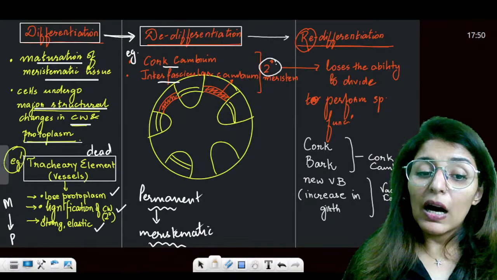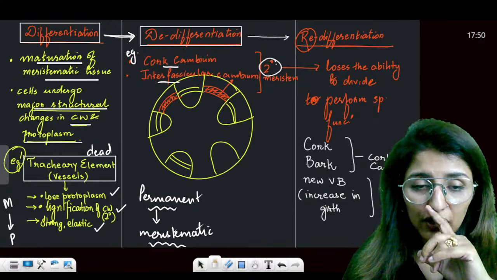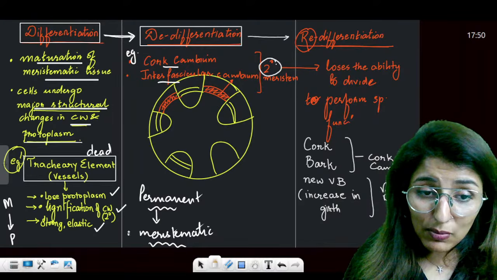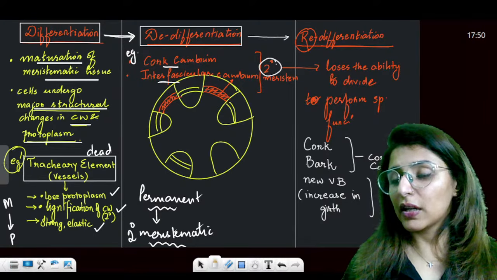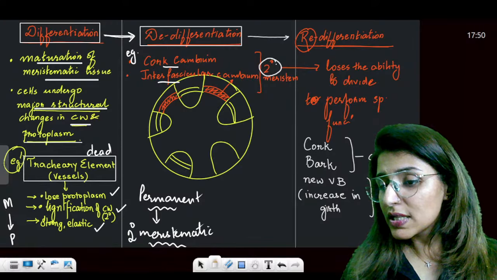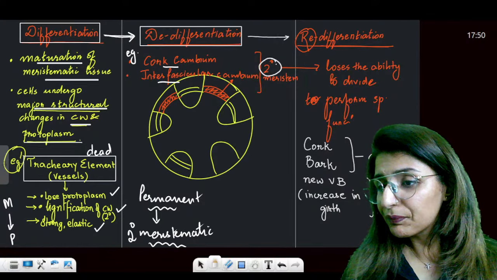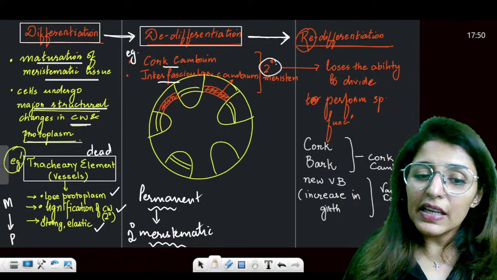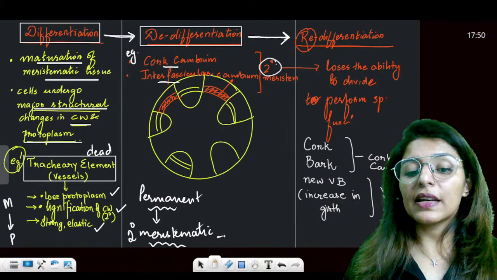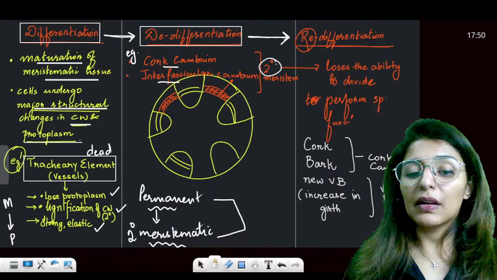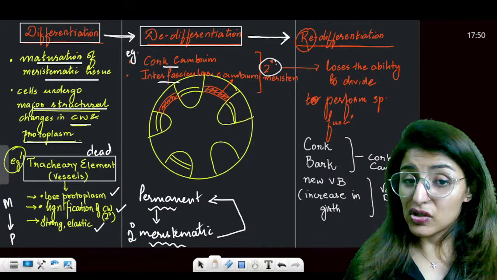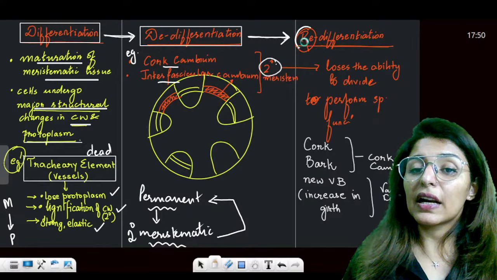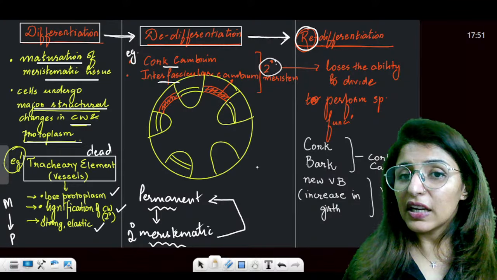Now remember, when a permanent tissue de-differentiates to become meristematic, such meristematic tissue is always known as secondary tissue. It is always known as secondary tissue. Are these points clear? Then, once the need is fulfilled, these meristematic cells can again become differentiated. So when they again become differentiated, this is known as redifferentiation. This is known as redifferentiation.